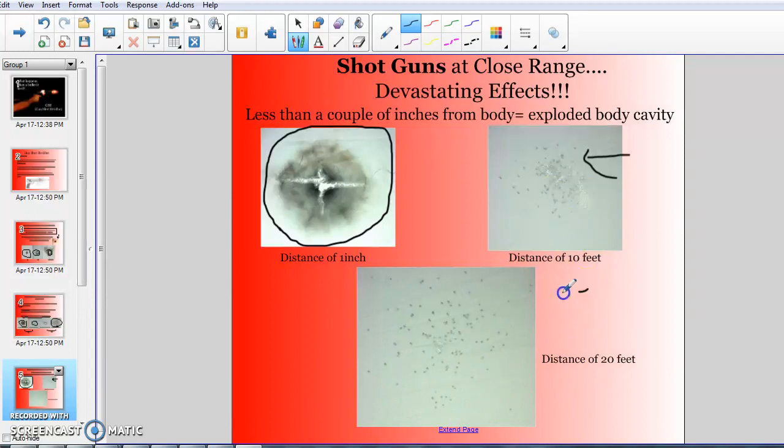And then this is a distance of 20 feet, but you can see how the pellets kind of spread out a little bit more. So it's easier to get a feel of how far the shooter was with a shotgun just because of the pellets. Whereas with your handguns and your rifles, you don't get that opportunity quite as well. So shotguns get a different feel because of the pellets. You can gauge a distance based on how far the pellets have spread out.